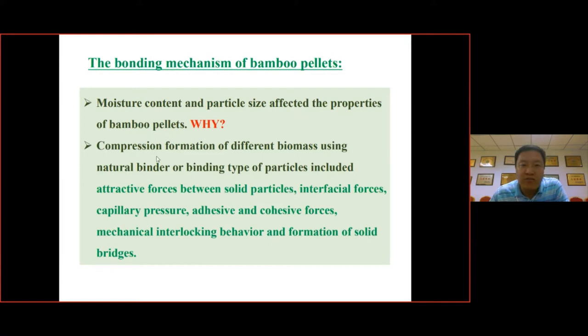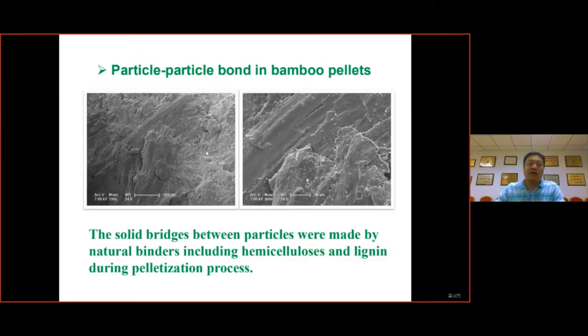Why? Compression formation of different biomass uses natural binders, and the bonding types of the particles include attractive force between solid particles, interfacial force, capillary pressure, adhesive and cohesive force, mechanical interlocking, and the formation of solid bridges. This is an SEM figure of the bamboo pellet. We found the particle-to-particle bonding is a solid bridge, and this bridge was made by natural binders, including hemicellulose and lignin, during the pelletization process.